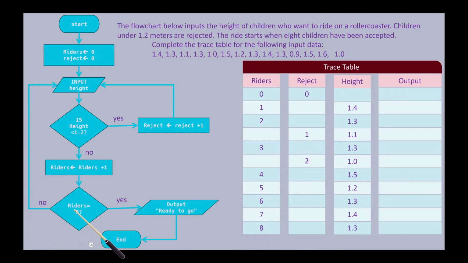Okay, so we come here now. This time we check, is rider equal to 8? So yes, rider is equal to 8. If rider is equal to 8, we need to do what? We need to go this way, and say output ready to go. So we need to output a message, ready to go. Okay. Ready to go, and then we just end the program. So that's how you trace an algorithm if it's given in the form of a flowchart.